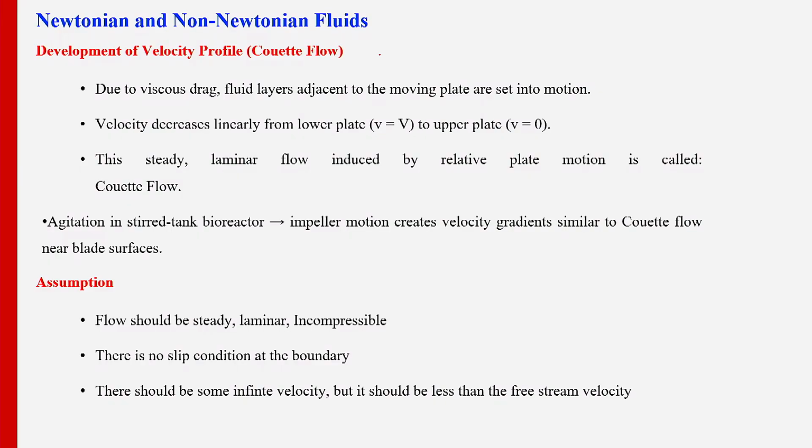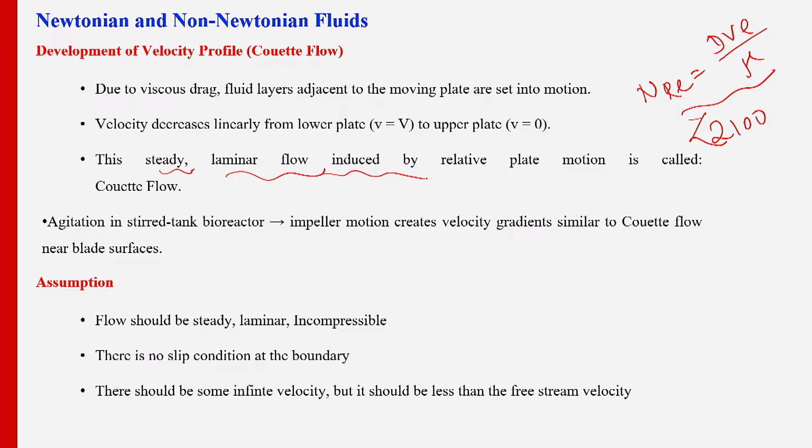So, what is Couette flow? Here the definition is whenever the flow is steady, the laminar flow. I will discuss what laminar flow is. Normally we define the Reynolds number equal to d V rho by mu. If it is normally less than 2100, this is always called laminar flow. There are three types of flow: laminar flow, turbulent flow, then transition. So, if the flow is steady and laminar, the plate motion is always called Couette flow.